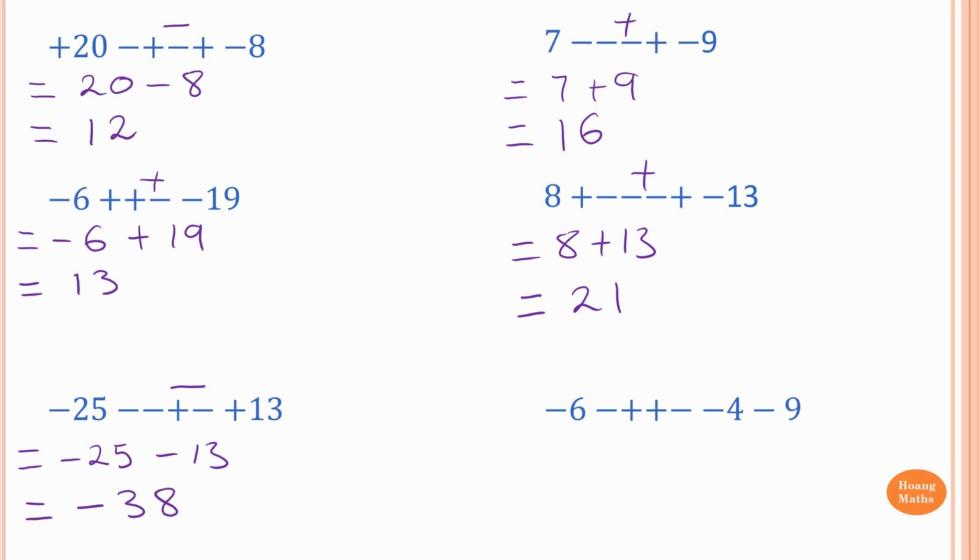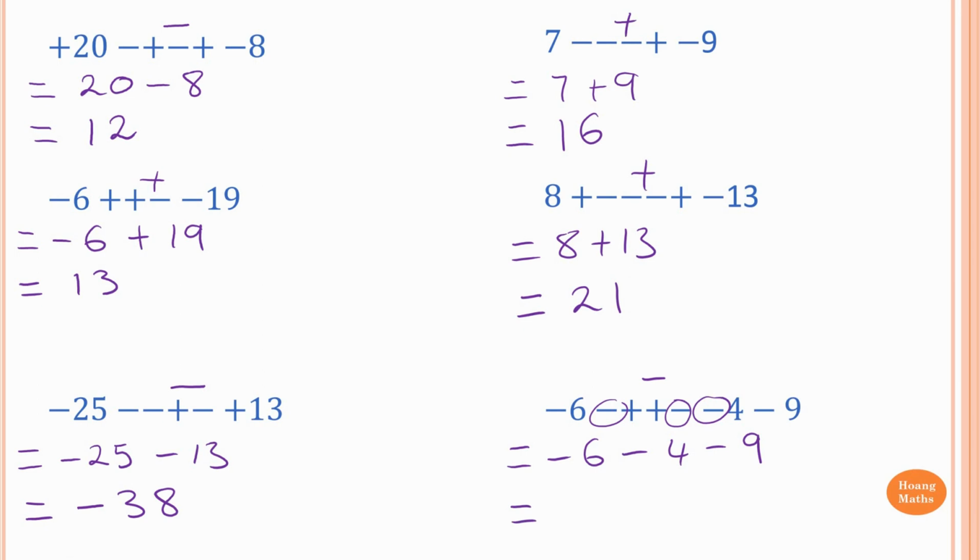Last one. So we have negative 6 minus plus minus 4 and then minus 9. So what we do here is we clear this thing first, okay? So we count how many negatives altogether. We have 1, we have 2, we have 3. So therefore, the answer should be negative. So I just write this out. So which is negative 6 minus 4 and then minus 9.